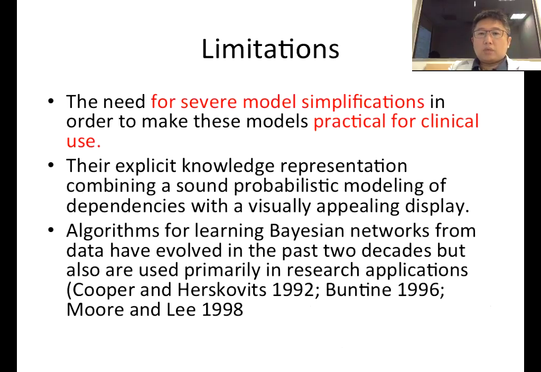So here is some limitation about using the graphical model to represent the clinical decision support system. Usually the problem we face is that the model is just too complicated. Later we will explain a little bit. And here are two things: we need to say that those things should be explicitly represented and can be understood by humans.